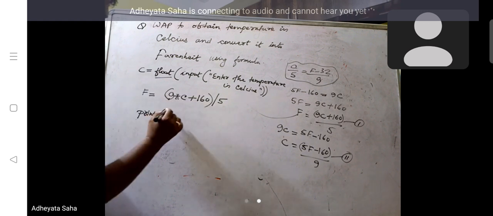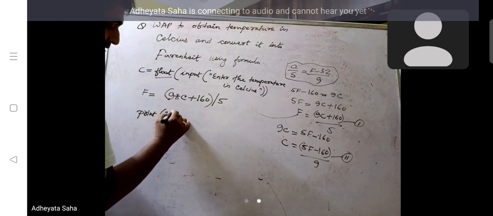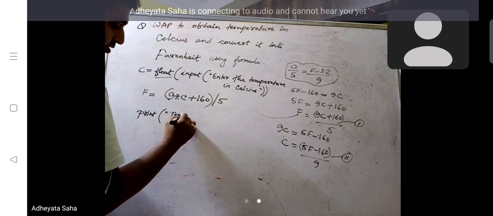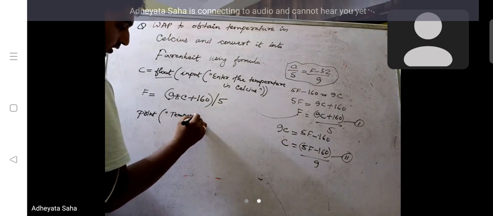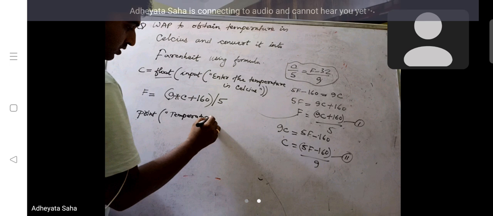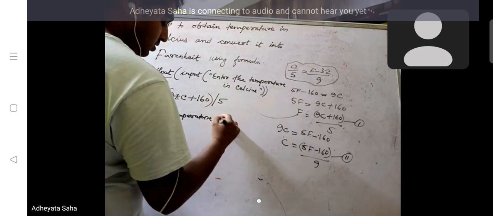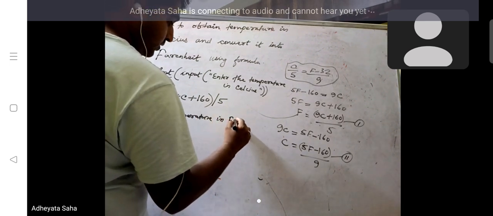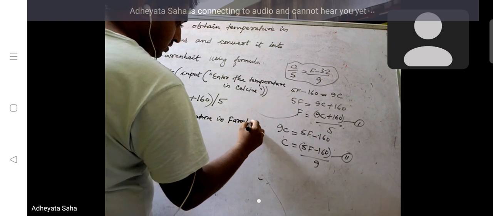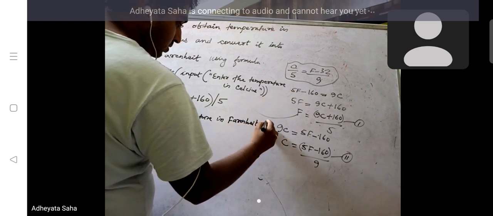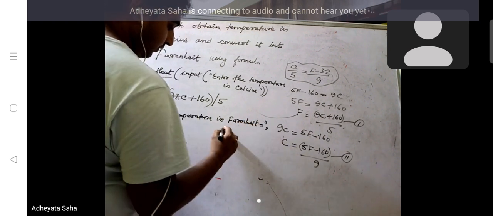Now print this value. So, temperature in Fahrenheit is equal to, comma, F.